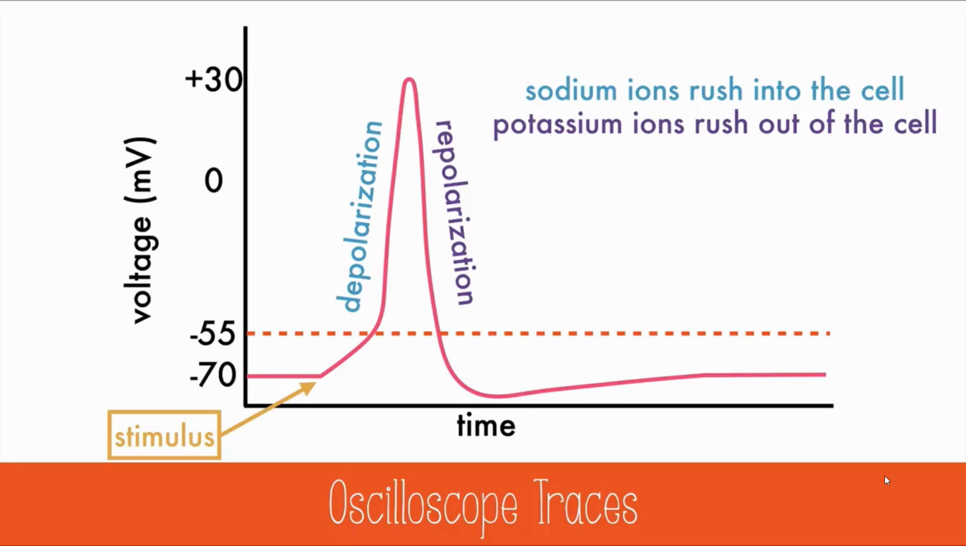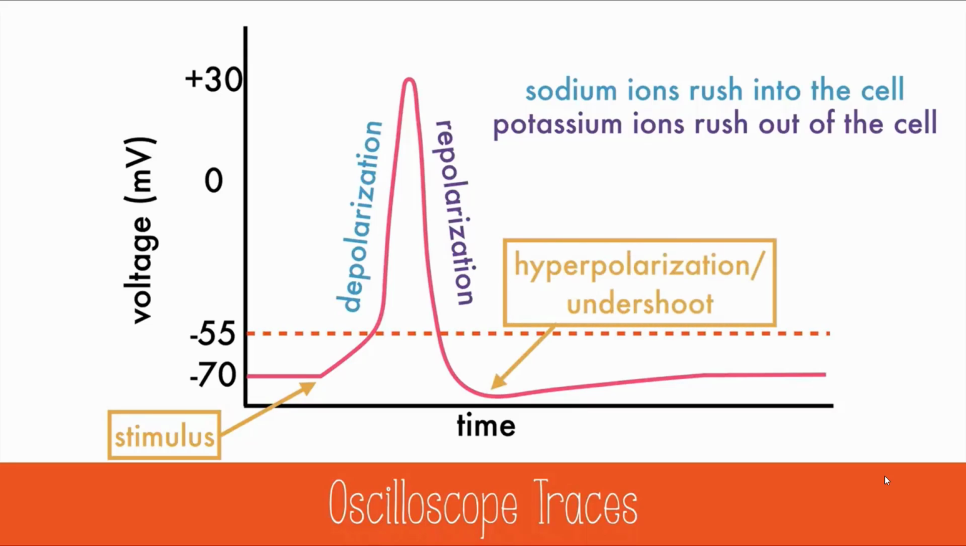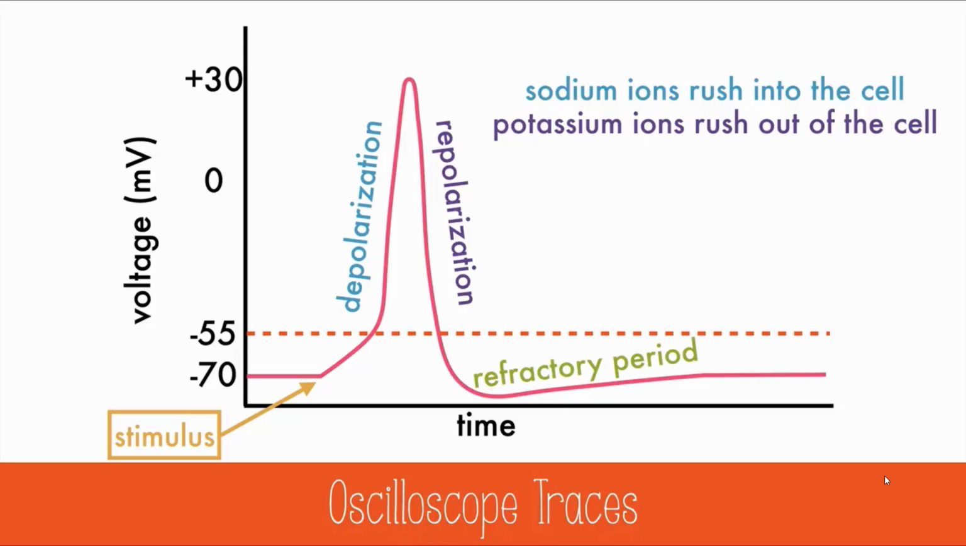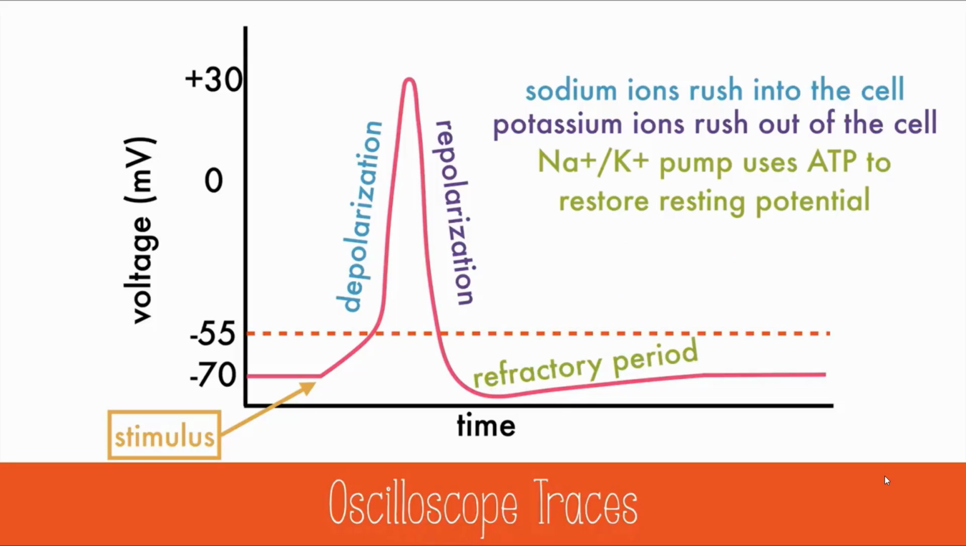This can often become more negative than negative 70 millivolts and is called hyperpolarization or undershoot. This will be corrected during the refractory period, where the sodium-potassium pump uses ATP to restore resting potential. During this time, no additional action potentials can be sent, but once resting potential is reached, the neuron is ready to fire again.